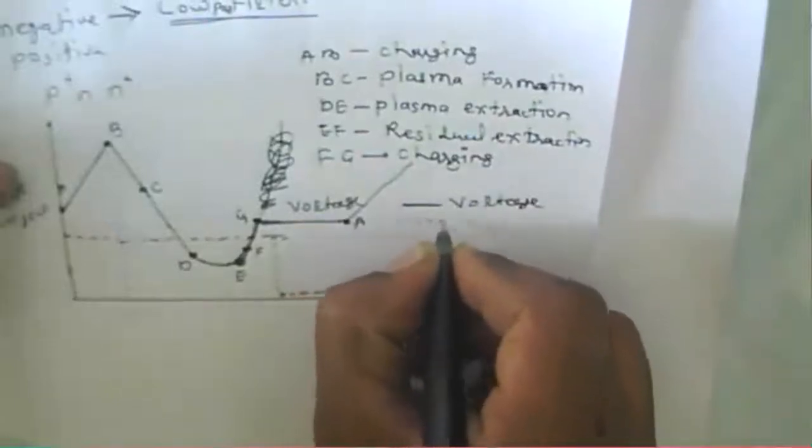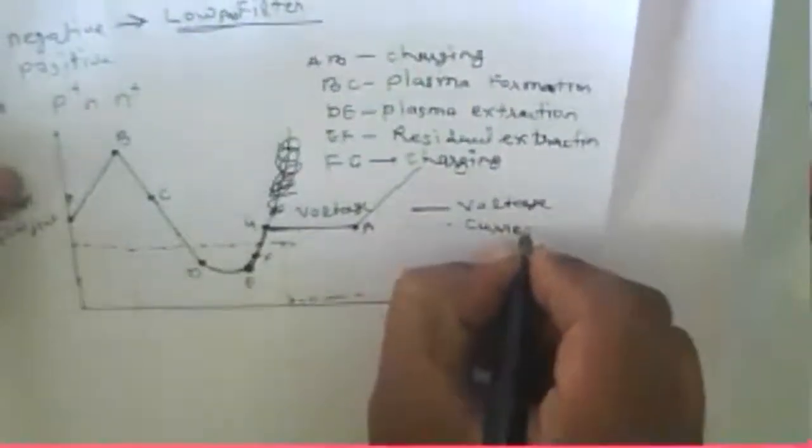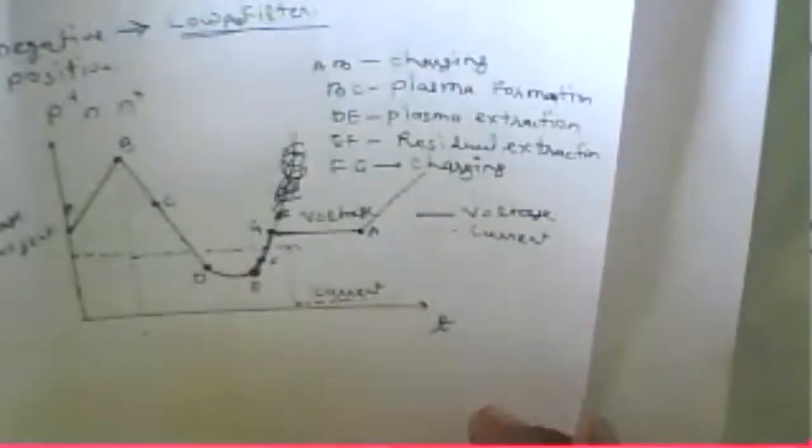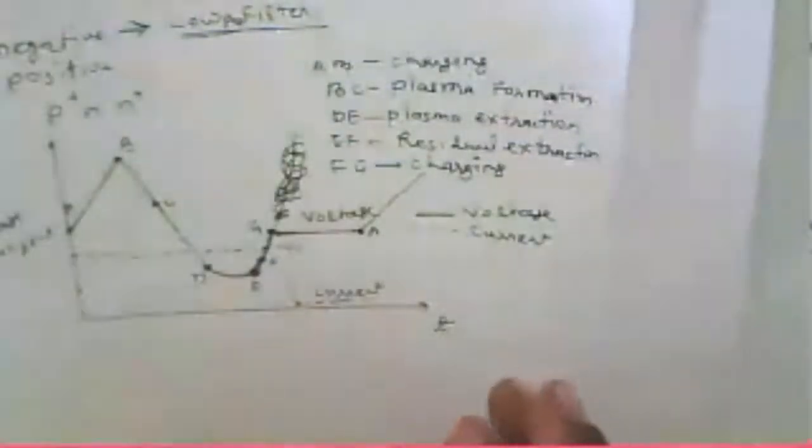This one is the voltage and the dotted line is the current. These are the voltage and current waveforms for this trapped plasma diode. This one is the voltage and this one is the current. Voltage increases, current decreases.